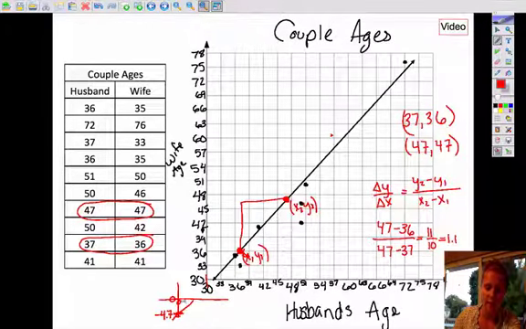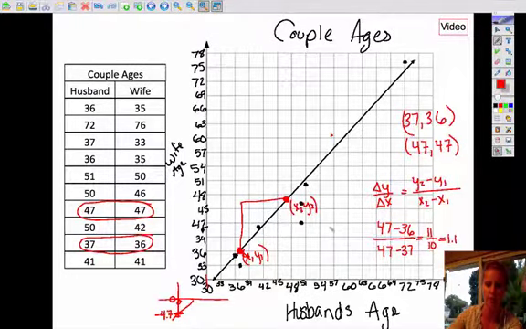But what that does tell us is, on average, according to my line, how much younger the wife is than the husband, right? If the husband was 0, the wife should be 4.7 years younger than him. So we can say, according to my line, and not necessarily all the data, but according to my line, that's where we would end up. Okay?